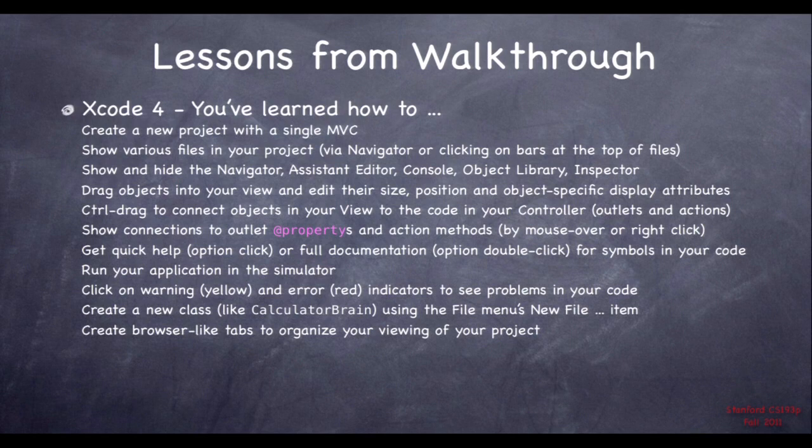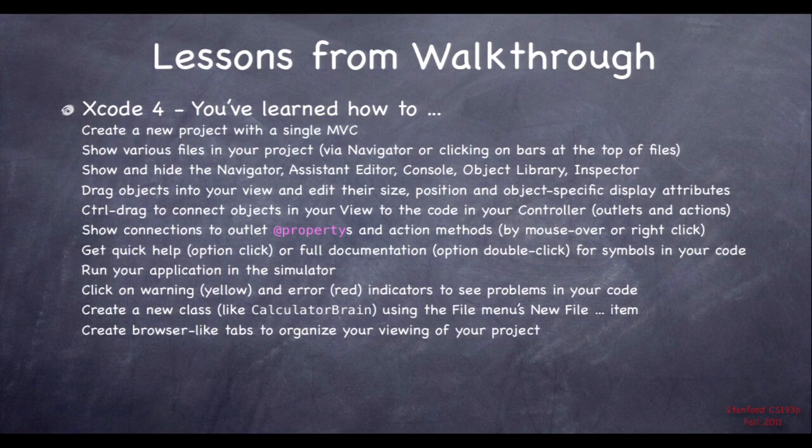Obviously, we learned how to drag objects out of the palette in the lower right-hand corner. We dragged a bunch of buttons out. We dragged a label out. So you learned how to do that to build your view. Then once you had your view built, you learned how to use the control key while dragging to connect up those objects in your view to your controller by dragging directly from the objects into your code. And that's both for hooking up outlets so that your controller can talk to your view, and also hooking up actions so that your view can talk to your controller.